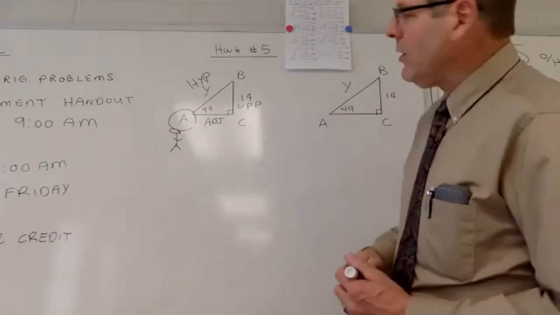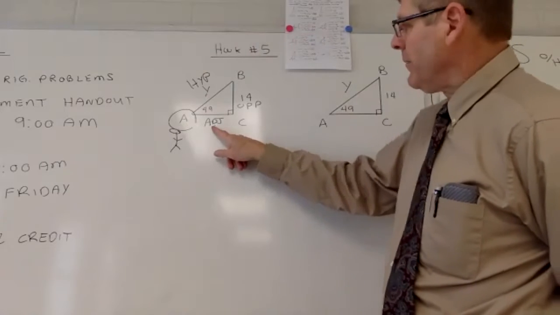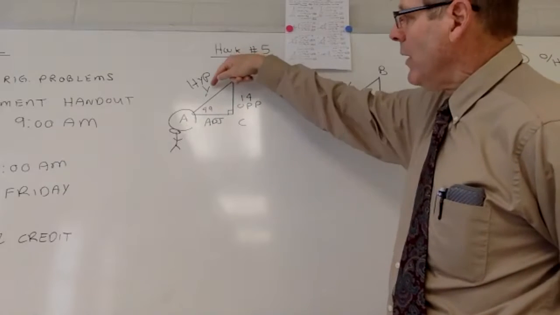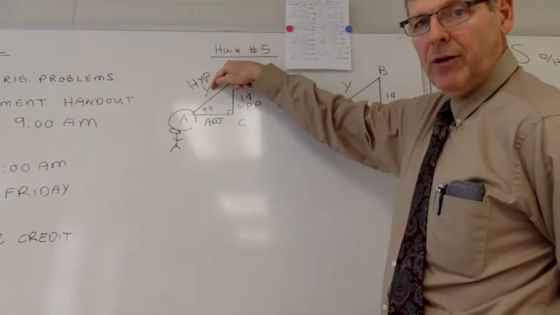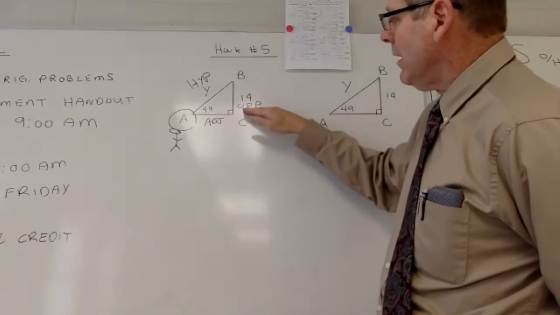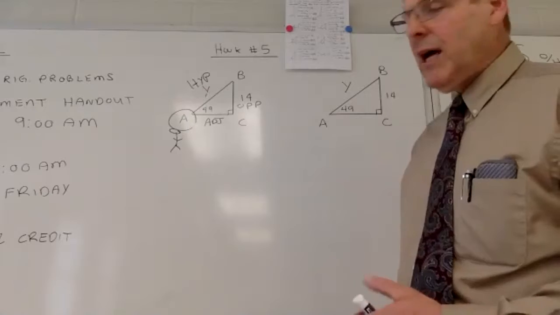So now I need to look at this problem. I don't know anything about the adjacent leg. I do know that my opposite leg is 14, and what I'm trying to find is the hypotenuse. So I have to say, what trig function links opposite and hypotenuse? Sine. That would be sine.